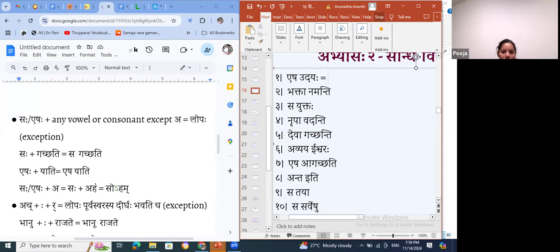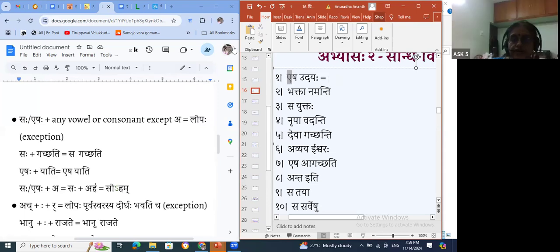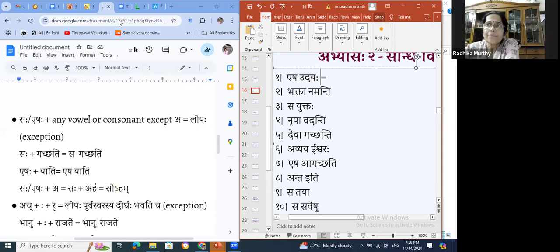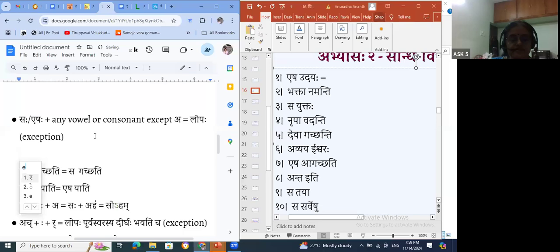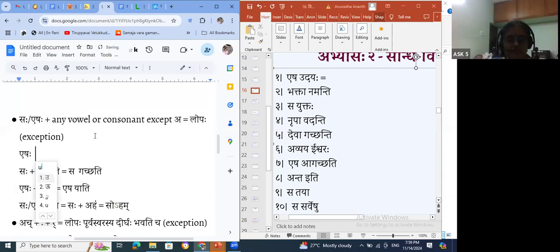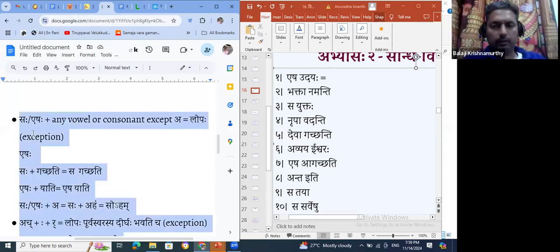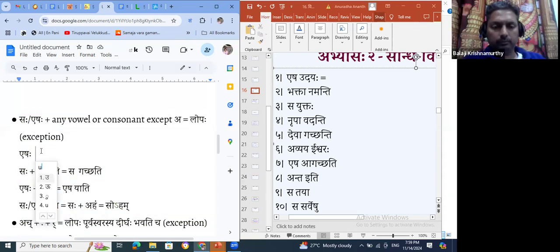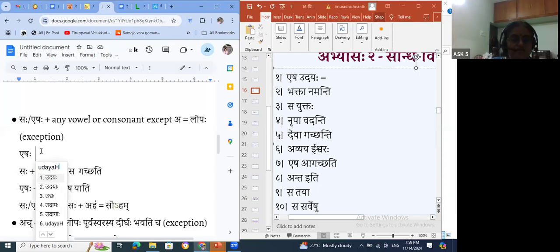Esha Udaya. No. Sandhi has already happened here. So we have to split the sandhi. That is the exercise now. Okay, so Eshaha plus Visargaha, Eshaha Udayaha. Udayaha.